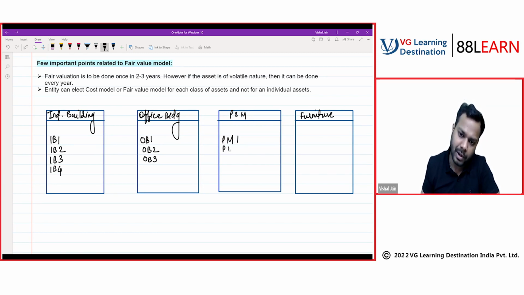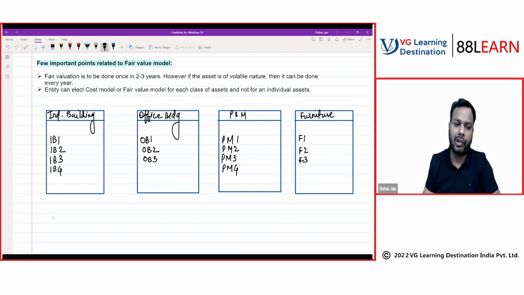PM1, PM2, PM3, PM4, furniture, furniture 1, furniture 2, furniture 3. Now let's suppose industrial building is at cost model.